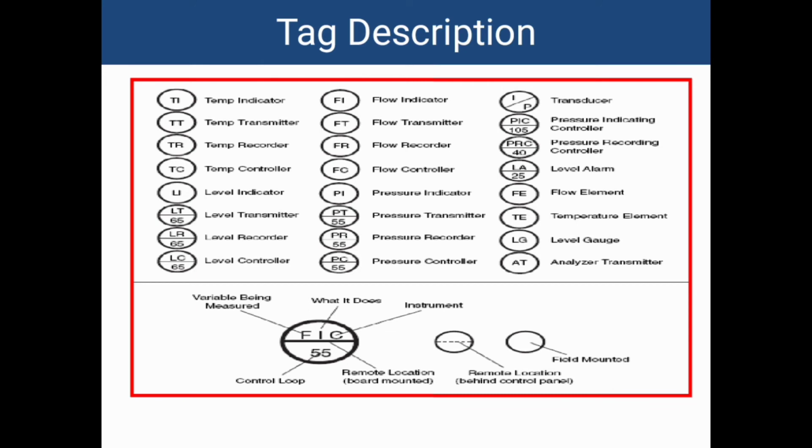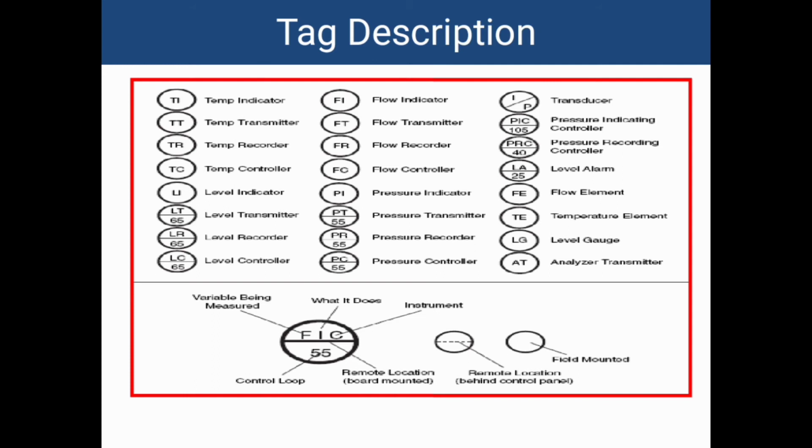It is given in the circle. One straight line is here. If it is a simple circle without any line in between, it means the instrument is located in the field. If it is a solid line, the instrument is located in the control room. If it is mentioned in dotted lines, the instrument is located in the control room, but it is not easily visible to the operator. It will be behind the board. So these are the notations we use to describe a tag.